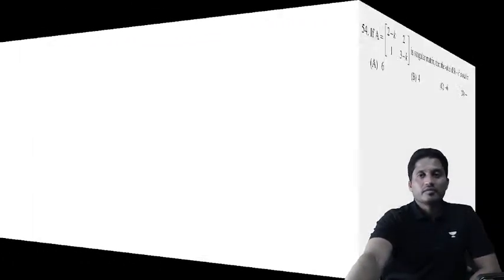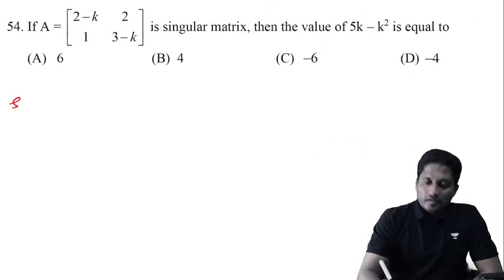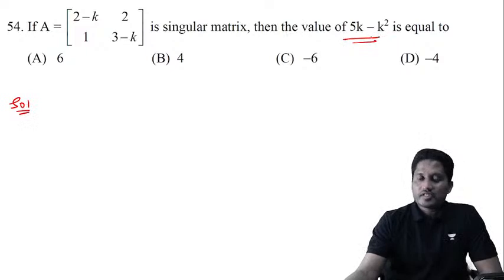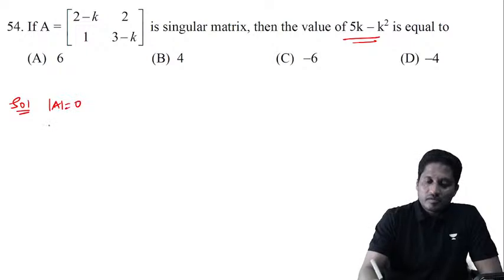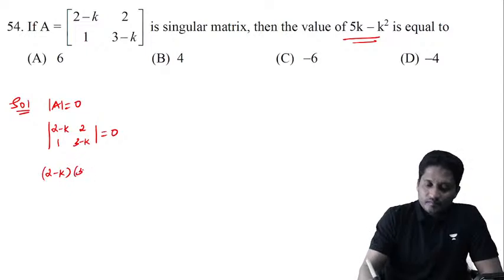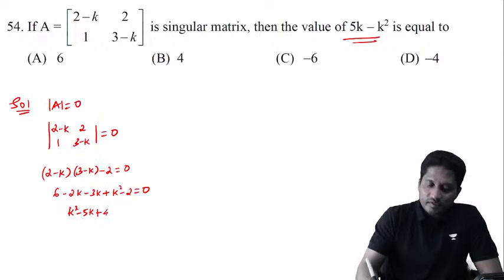Question number 54. Matrix is singular. What should be the value of 5k minus k square? Singular means determinant A is 0. Determinant of 2 minus k, 2, 1, 3 minus k is equal to 0. 2 minus k into 3 minus k minus 2 is equal to 0. You get 6 minus 2k minus 3k plus k square minus 2 equal to 0. K square minus 5k plus 4 is equal to 0.